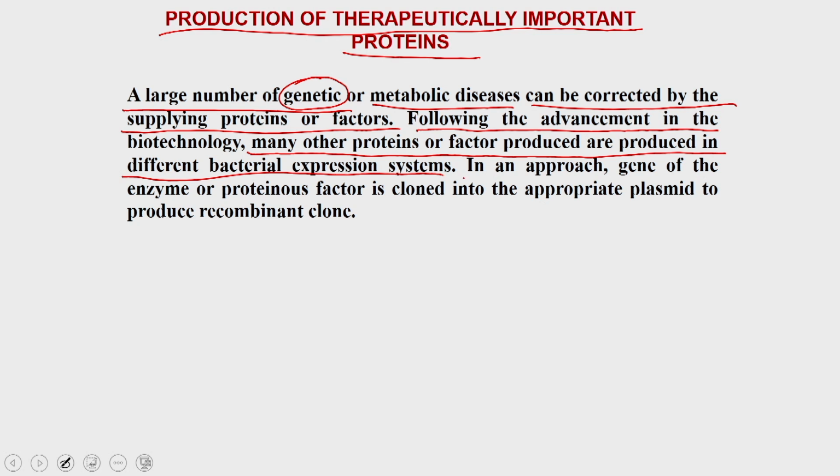In this particular type of approach, the gene of that particular enzyme or protein factor is cloned into the appropriate plasmid to produce the recombinant clone, and these recombinant clones give you these therapeutic proteins. Then you can take this therapeutic protein as a supplement to overcome these defects, either genetic defects or age-dependent effects.